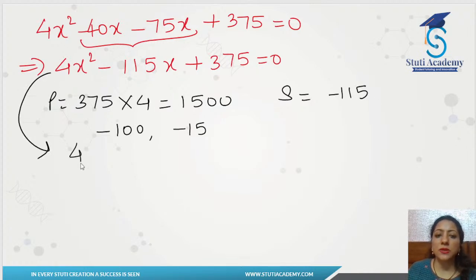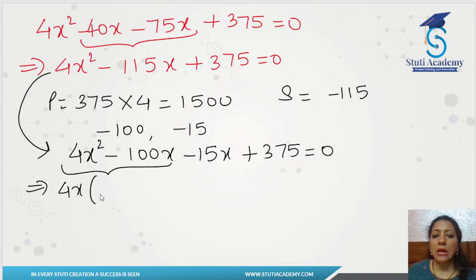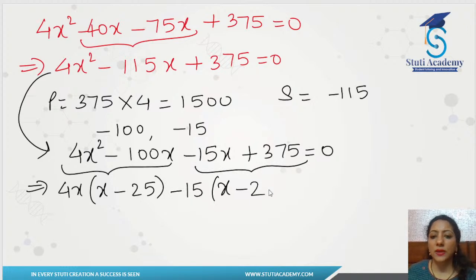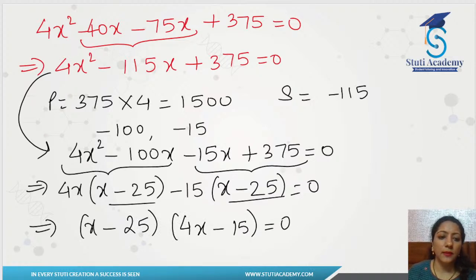So now we split this middle term. We will write this 4x square minus 100x minus 15x plus 375 is equal to 0. We will take common here. We will get 4x, and then we will have x minus 25. From here we will take minus 15 common. We will have x minus 25 here. Now we can take this x minus 25 common. And then we have 4x minus 15 is equal to 0.